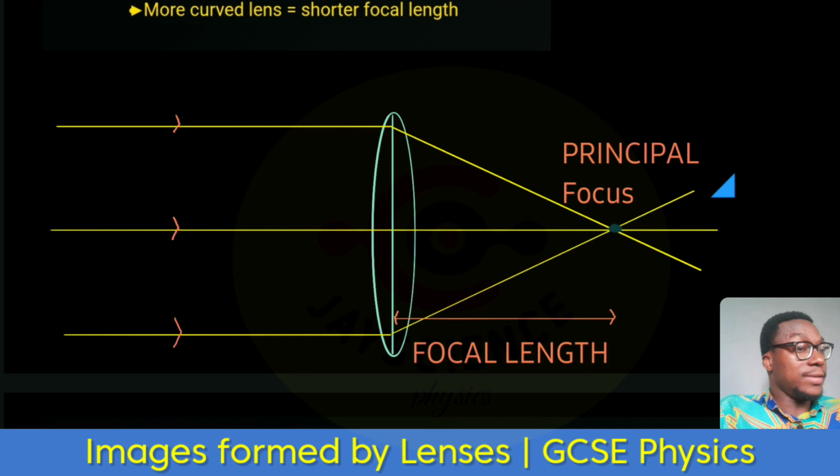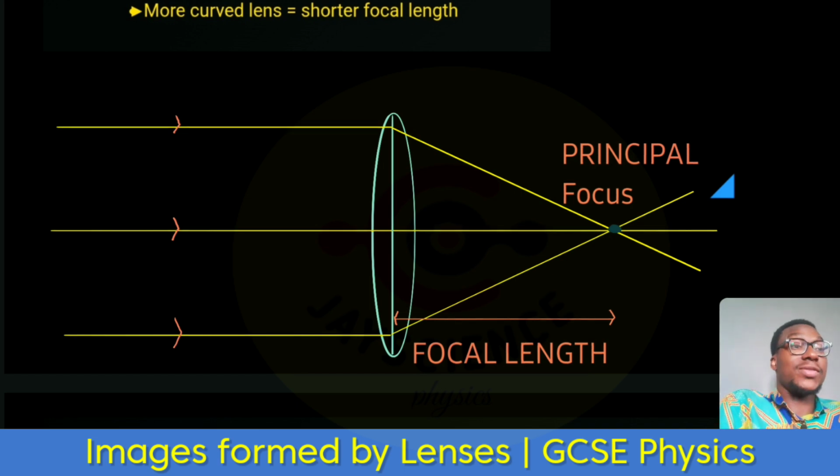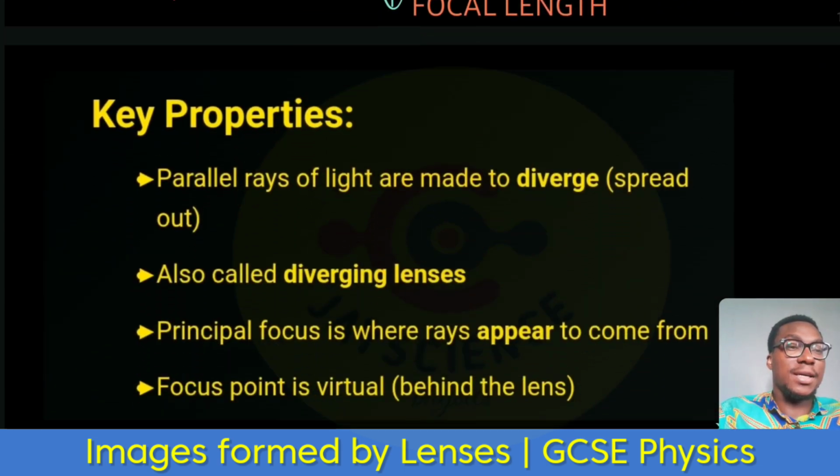The focal length depends on how curved the lens is. So the more curved a lens is, the shorter the focal length, and by extension, the more power the lens has. The power of a lens is measured in diopters. And then down to concave lenses.